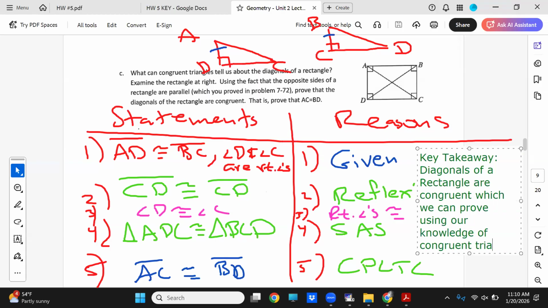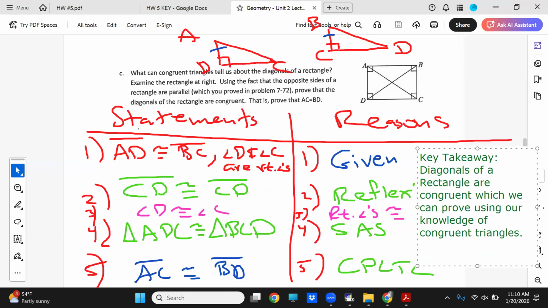I'm kind of repeating myself here, but again, that's what we're doing. Now you already know it. But if I asked you to prove it, this is what you have to do. But now you know.